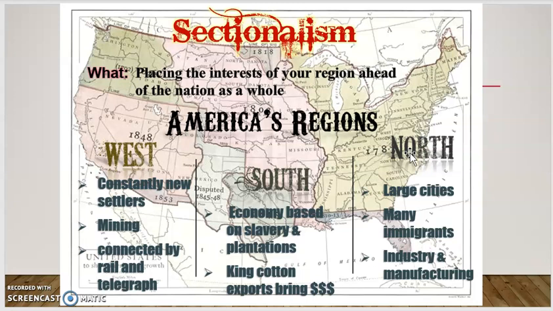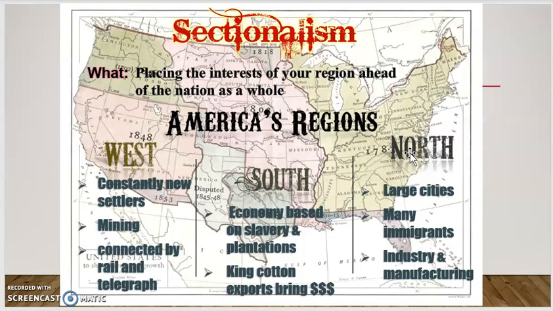That'd be weird. In the North, it's all about large cities, immigrants that aren't moving west, just regular immigrants, and then industry and manufacturing is what it says under my face there. In the North, it's all about industry, it's all about manufacturing, it's all about money, just like in the South. The South gets the money from, you're right, cotton. Say it out loud. You better have said it out loud.